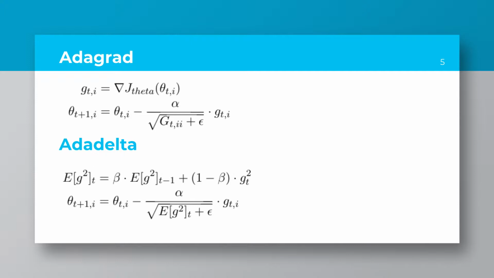However, it also has one clear weakness. As the accumulated sum of the squared gradients keeps increasing, the learning rate of the algorithm is going to shrink gradually and eventually become so small that no additional knowledge can be learned.